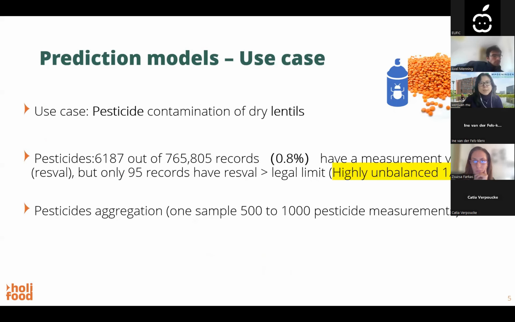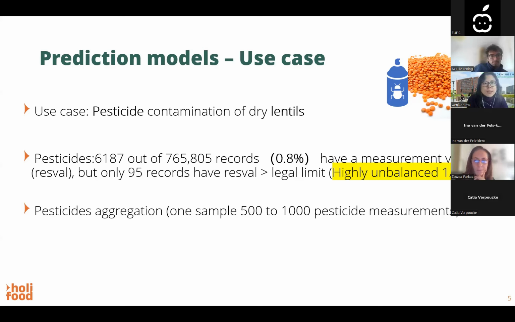After an in-depth look into the data, of course, with machine learning models, we need to have a data set that has enough data for our model to get trained. So we zoomed in on the use case of predicting pesticide contamination in dry lentils. Lentil is one of the HOLiFOOD supply chains we would like to work on because it's a new plant-based protein for the upcoming future.